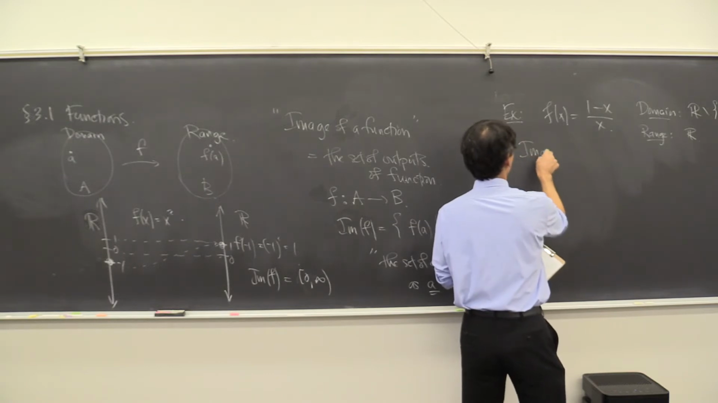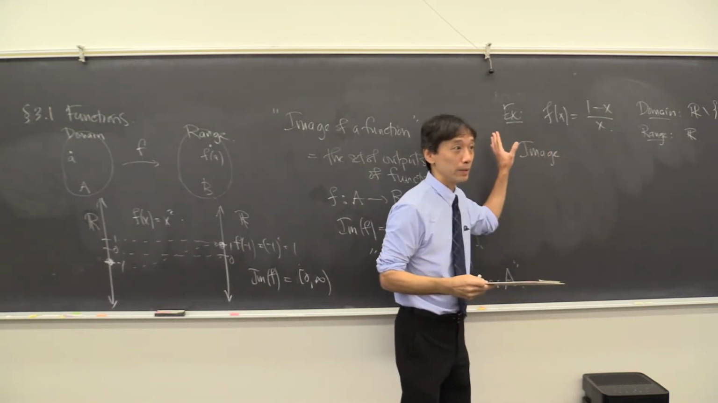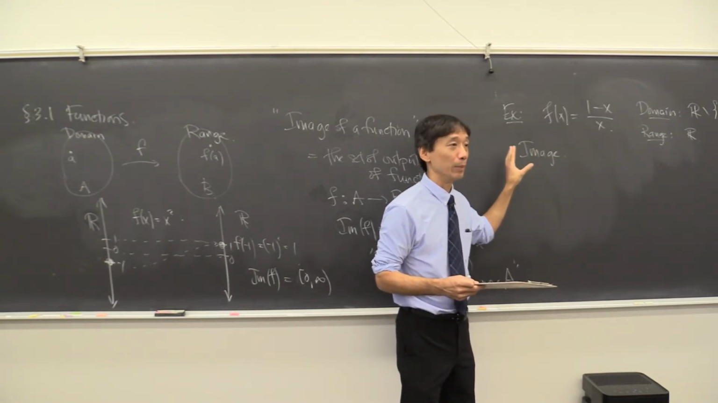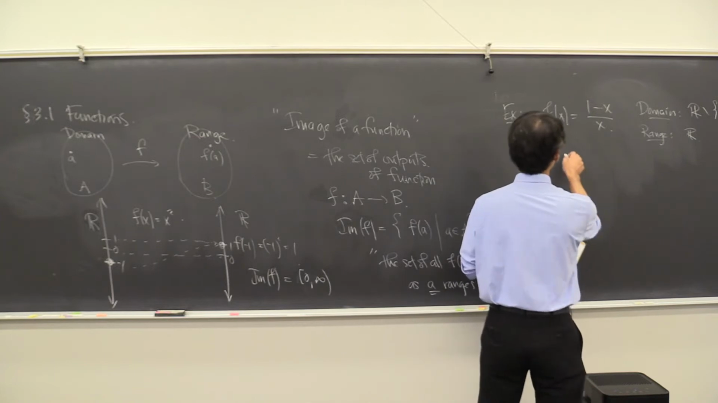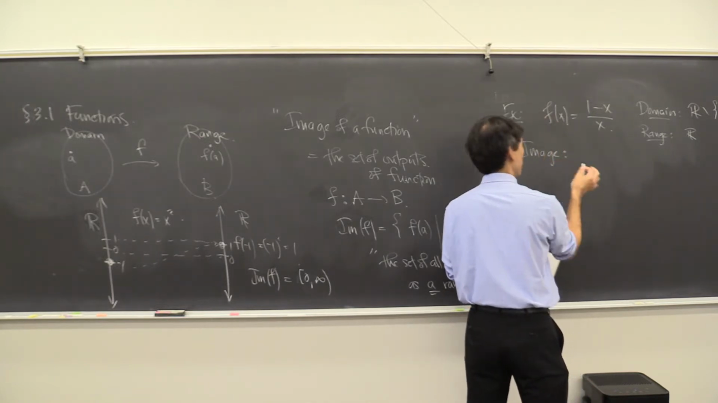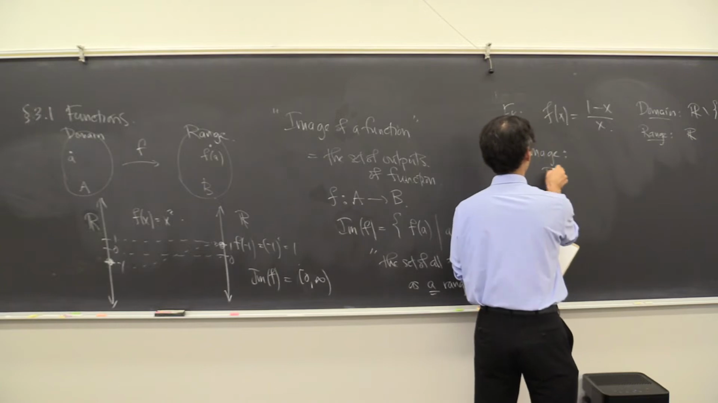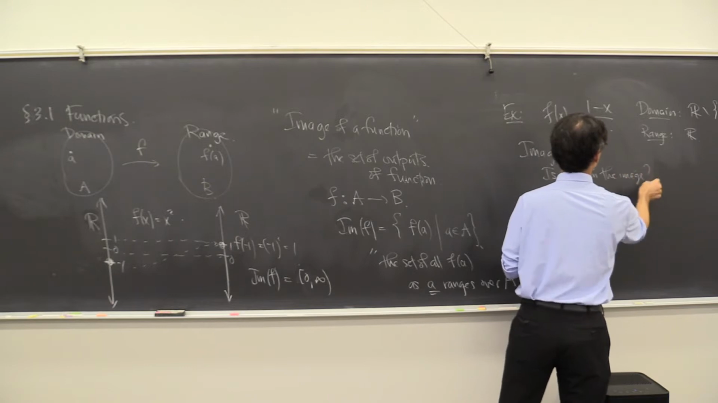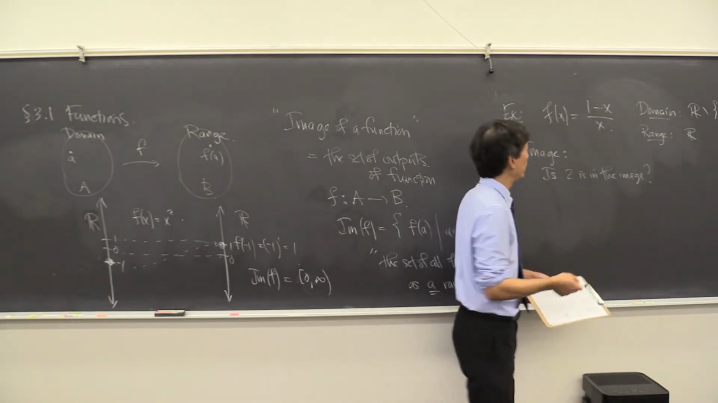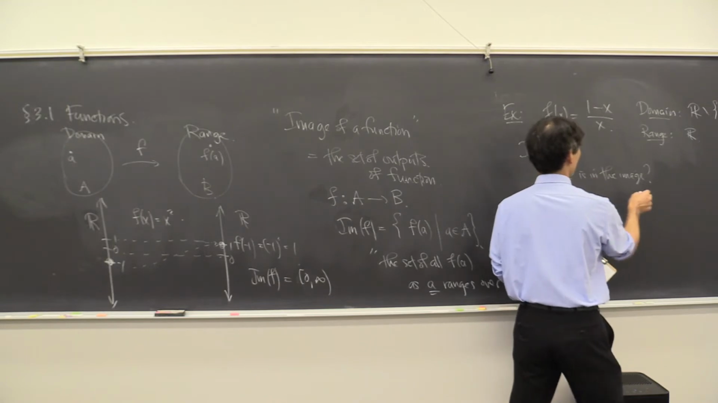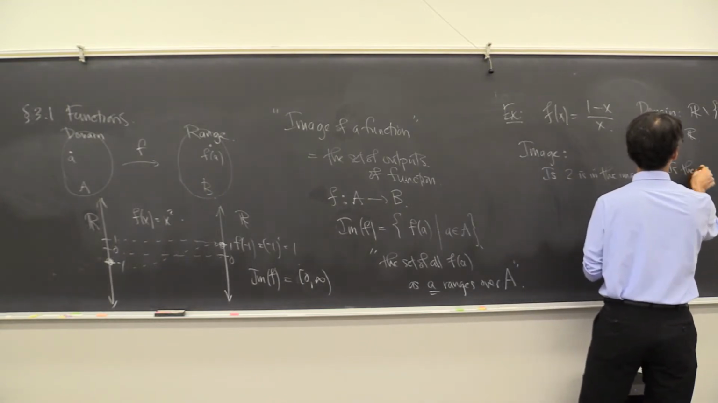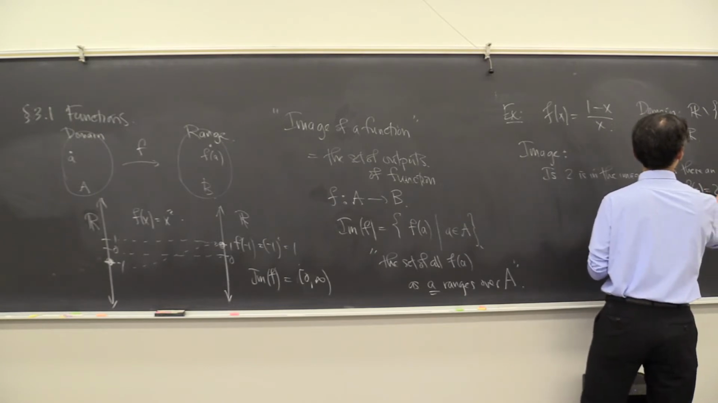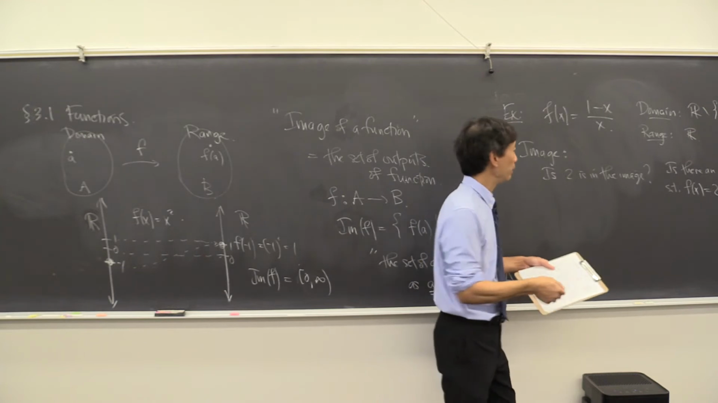So what we were doing last time was trying to figure out what exactly the image is. I started with some questions, like: is 2 in the image? Can you get a 2 out of this? Is there an x such that f of x equals 2? Can you get a 2 as an output? And we figured it out.